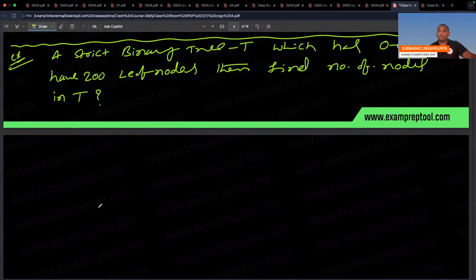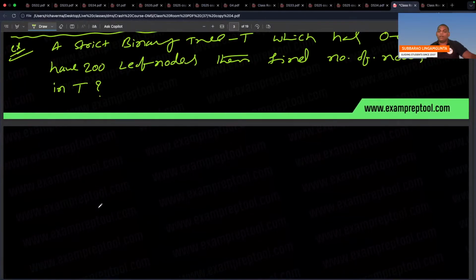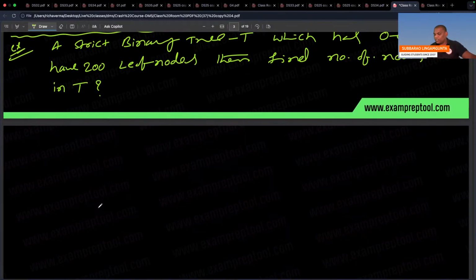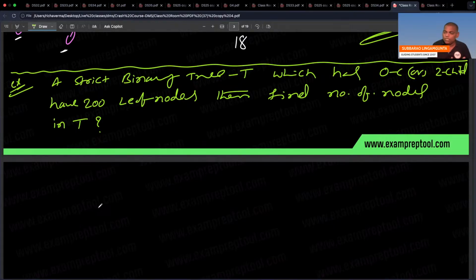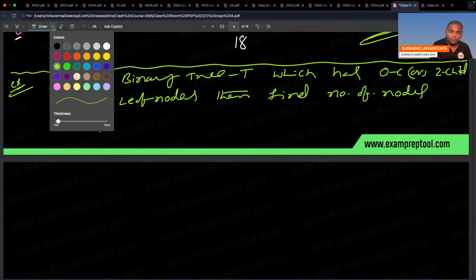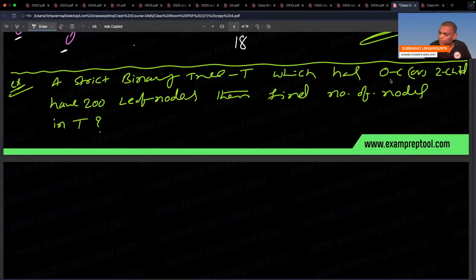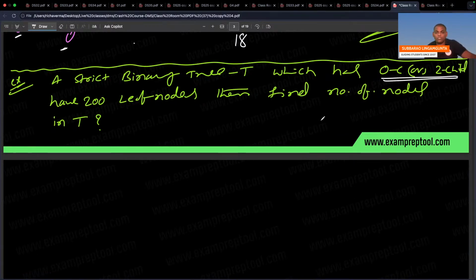Can you give the answer for this? A strict binary tree T which has zero child or two child. Everyone knows strict binary tree means this is the definition: zero child or two child. It has 200 leaf nodes. Then find the number of nodes in T. Can you go ahead?